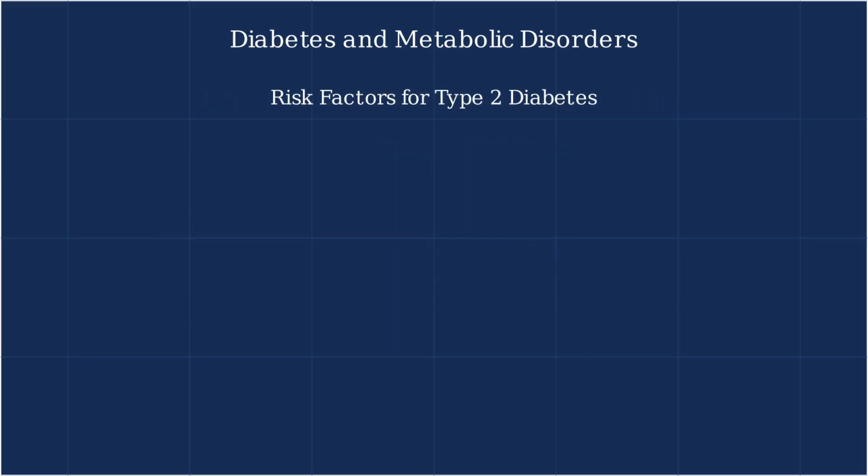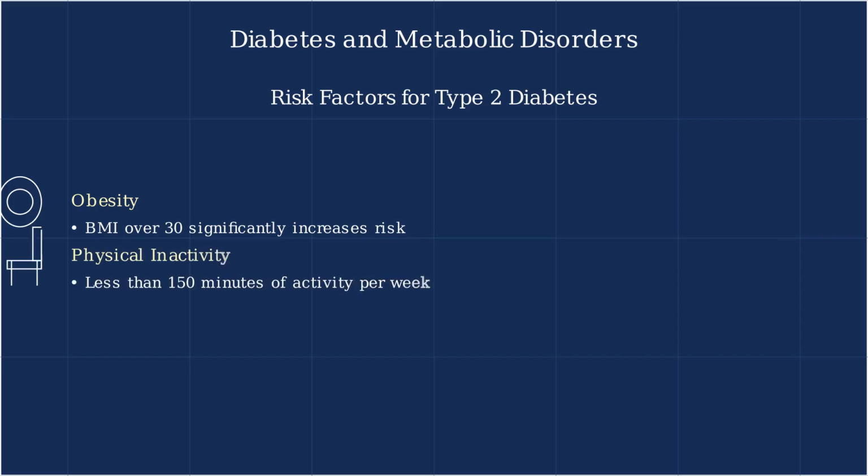Let's examine the key risk factors for type 2 diabetes, which accounts for about 90% of all diabetes cases worldwide. Obesity, especially abdominal obesity, is strongly linked to insulin resistance. A BMI over 30 significantly increases risk. Physical inactivity reduces the body's ability to use insulin effectively. Less than 150 minutes of moderate activity per week increases risk.